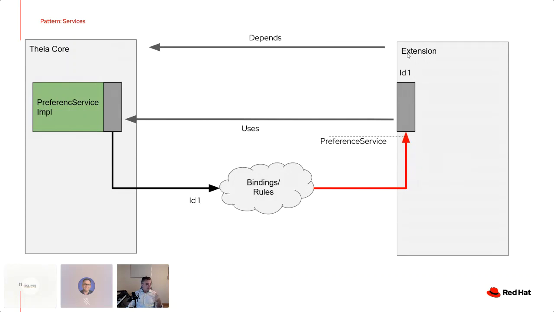If in an extension you want to use the preference service, you will depend on the Theia core module, and it will inject the preference service implementation here. The interesting thing here is that the flow of usage is the same as the flow of dependency. So the preference service implementation doesn't really know the objects that invoke methods on it. So the control flow is from the extension to Theia core in this instance.